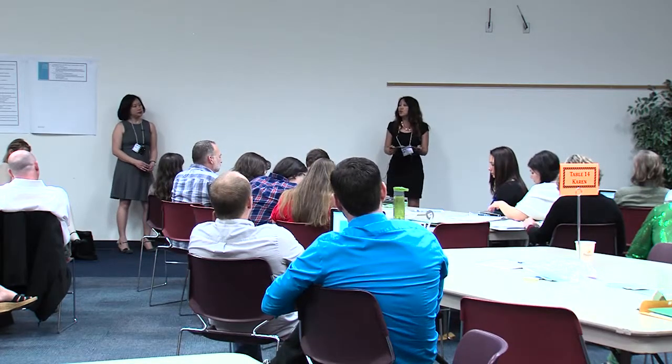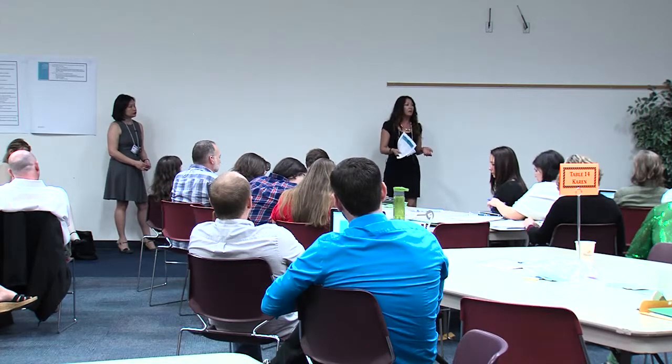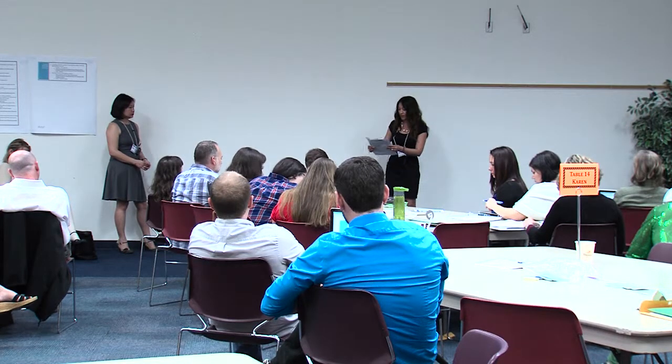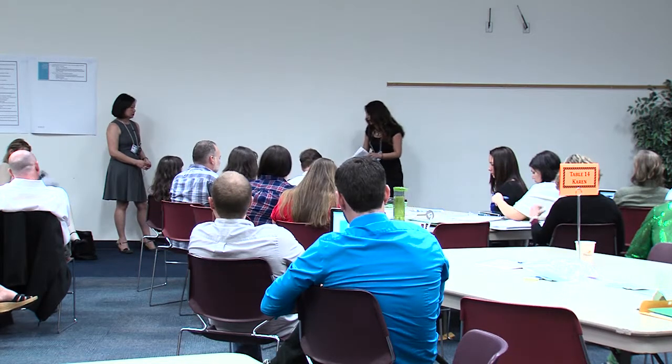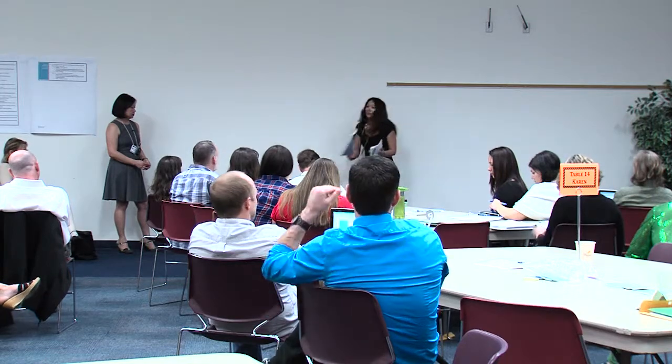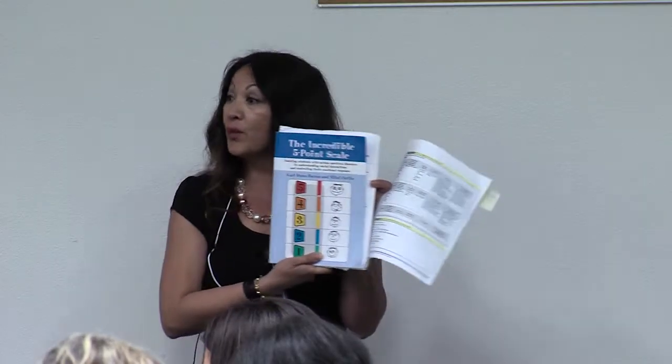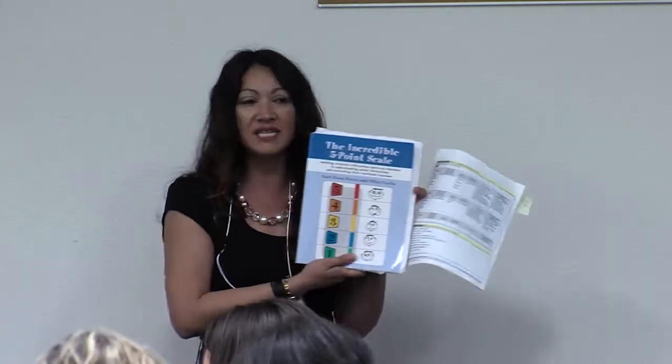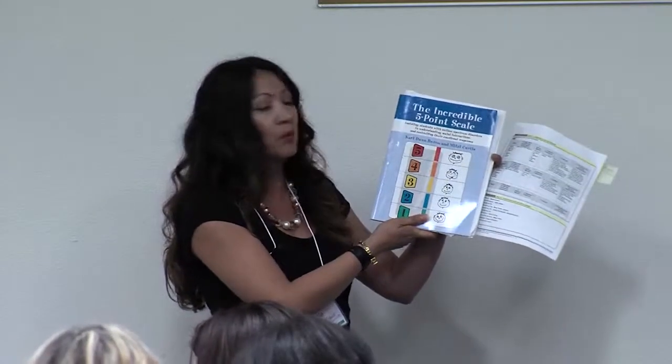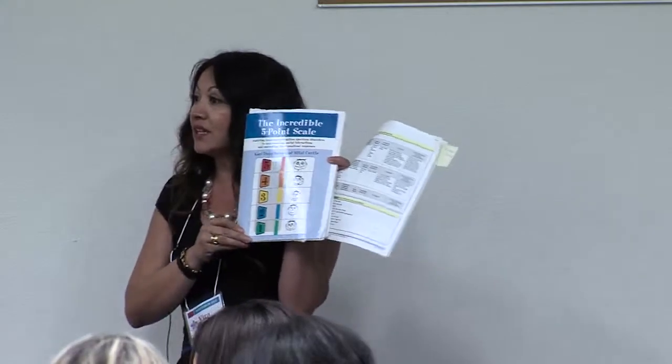This may be the way to do it rather than doing it in paper, kind of like what I'm going to show you in a little bit. This is the book, one of the books. There are so many different things now, but this is one of them. It's called the Incredible 5-Point Scale. And this is pretty much the extent of the scale.